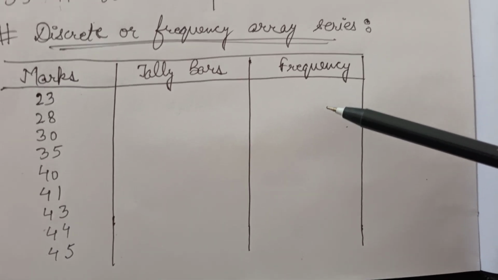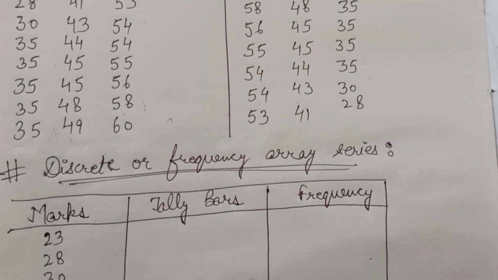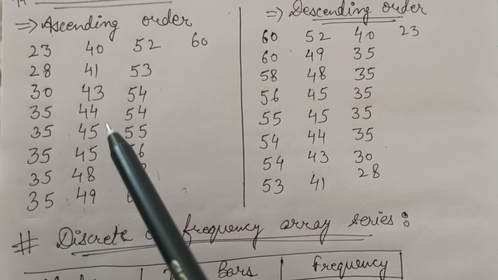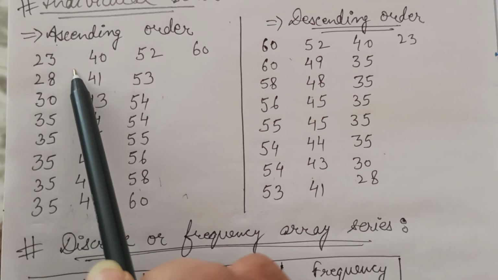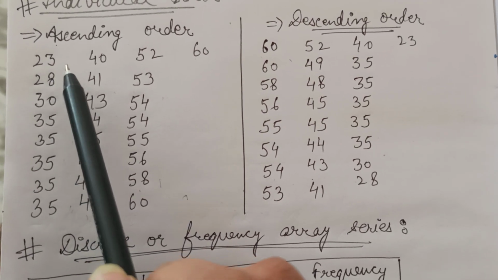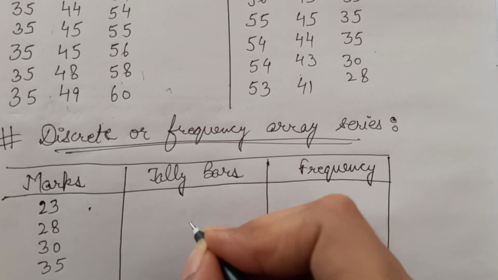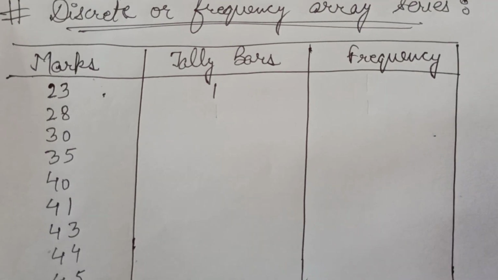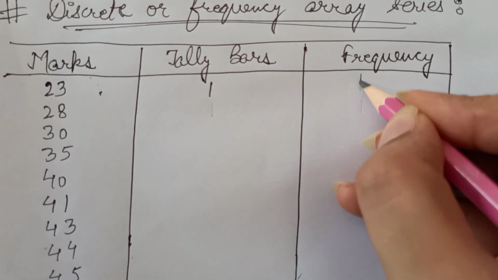So now you will come to know how these tally bars are marked. Firstly, the first mark is 23. You will see over here how many times 23 is occurring. It is occurring only one time. So what you will do over here is mark 1. Under frequency also we will mark 1.